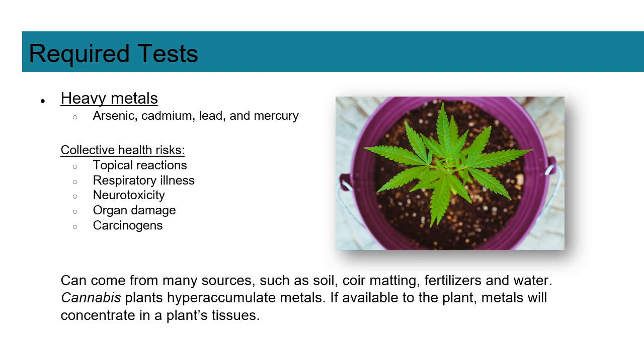Heavy metals. Colorado requires testing for arsenic, cadmium, lead, and mercury. Collectively, they can have similar health risks to those for pesticides. Heavy metals can come from many sources, such as soil, coring matting, fertilizers, or water. Because cannabis plants hyperaccumulate metals, if available to the plant, they will concentrate in the plant's tissues.